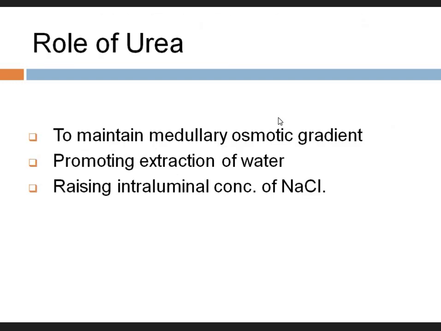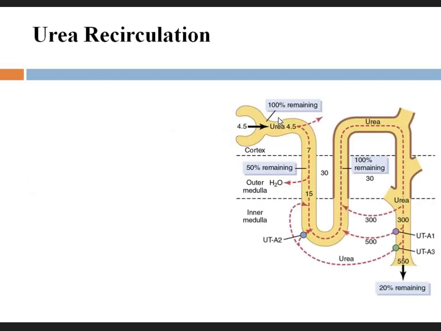Now there is a very important substance, urea. What is its role? It tries to maintain the osmotic gradient. The role of urea is to maintain whatever osmotic gradient has been developed due to countercurrent multipliers. It promotes the extraction of water and it also raises the intraluminal concentration of NaCl. Now let us see how urea works, how the urea cycle is there and how urea helps in this.